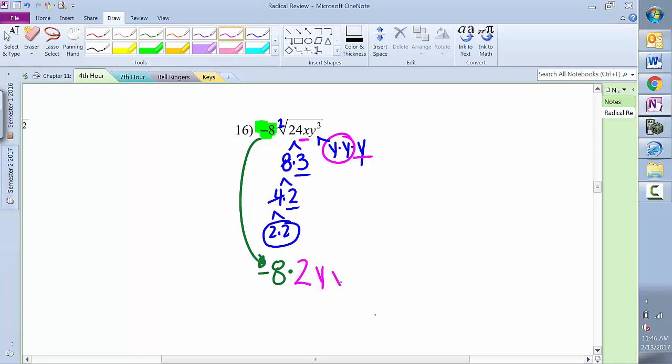Then I'm just going to write my radical, whatever stayed inside. 3 times 2 is 6. The x stayed inside, and so did the y. My last and final step is to multiply these two together. So I get negative 8 times 2, which is negative 16y square root of 6xy.